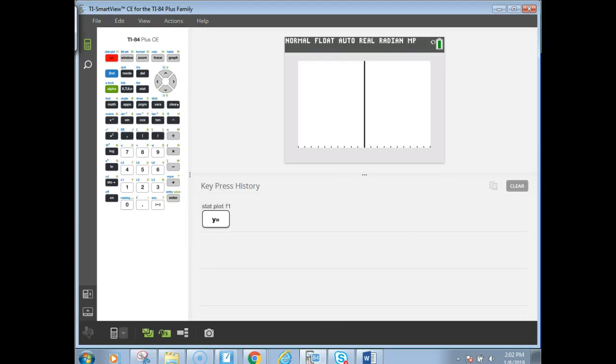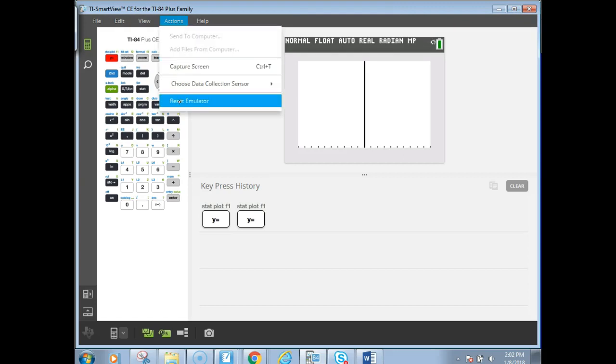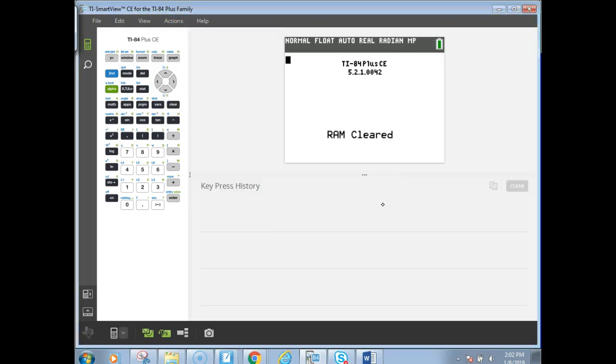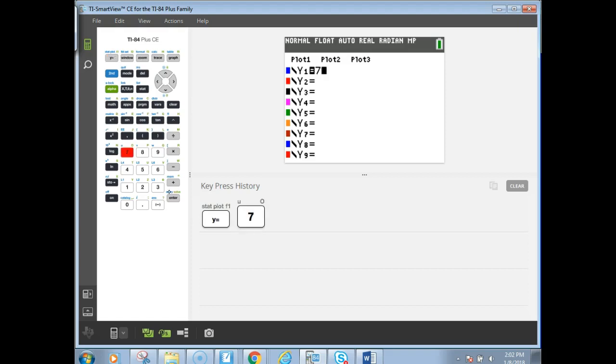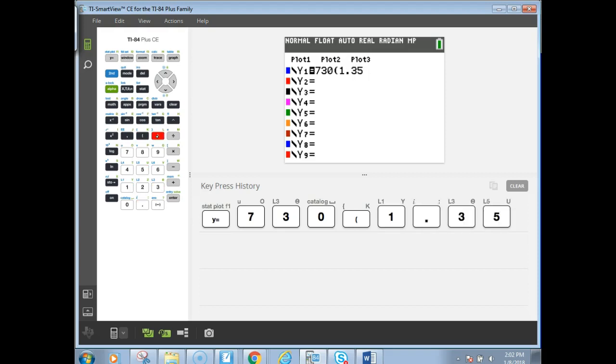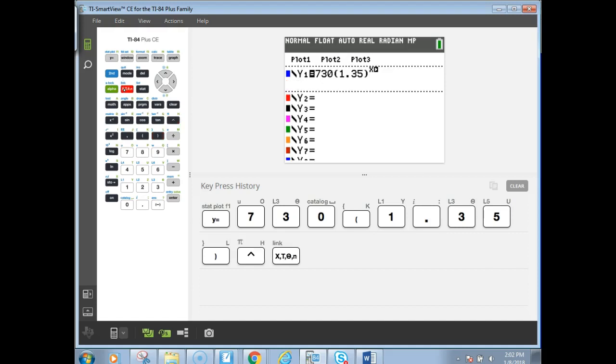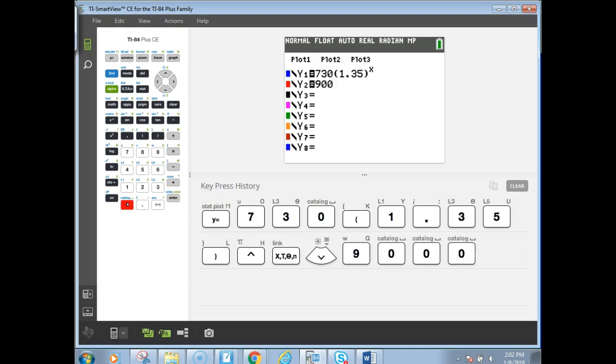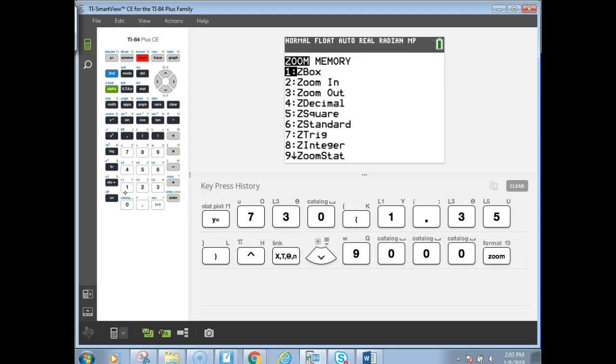So we go to our y equals. My calculator is frozen. I'm going to need to reset it. Okay, see if it's fixed. Yes, okay. 730 parentheses 1.35 to the x power. And then on line 2, I'll put in my 9,000. Now, clearly 9,000 for a y value is quite large. So zoom 6 isn't going to work. We're going to need to do zoom 0, which is zoom fit.